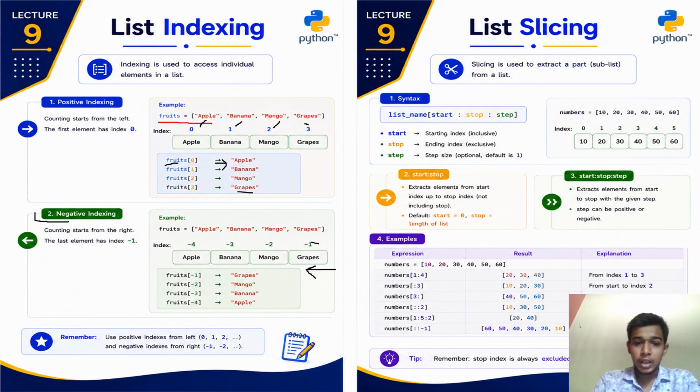For our example, grapes have the index -1, mango has -2, banana is -3, and apple has -4. Now you can see here fruits[-1] gives grapes, similarly -2 gives mango, -3 banana, -4 gives apple. Negative indexing is very useful when we want to access elements from the end of a list. Always remember, positive indexing is from left to right and negative indexing is from right to left.